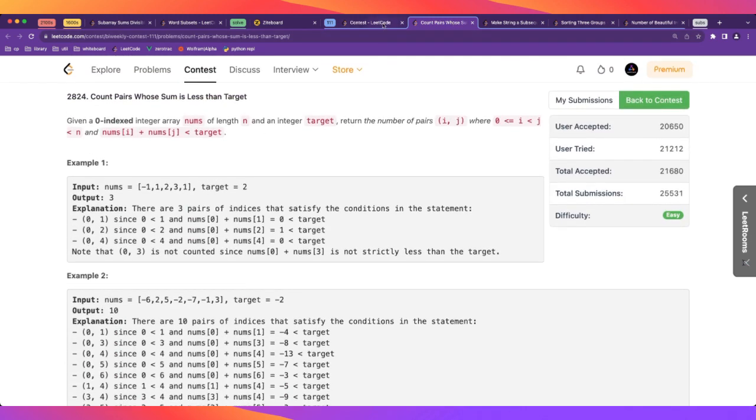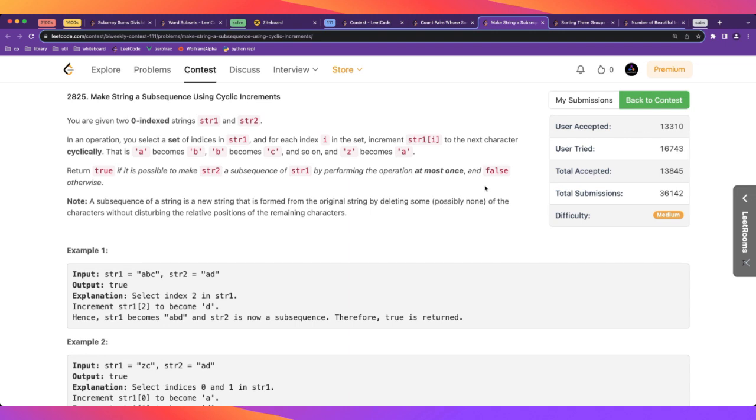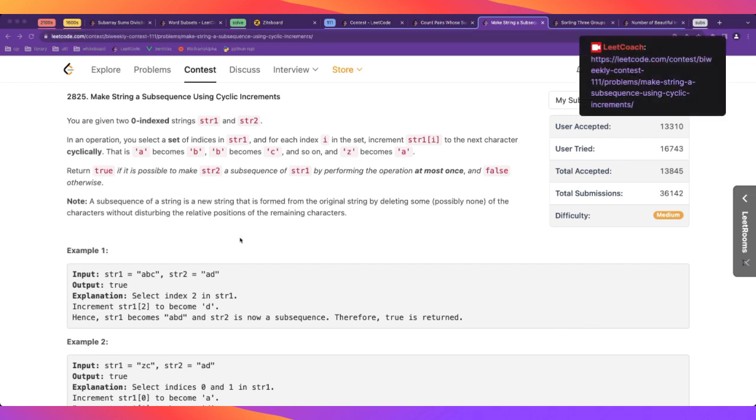So that's all for this problem. Let's go to the next one. Make string, let me share the link. Make string a subsequence using cyclic increments.